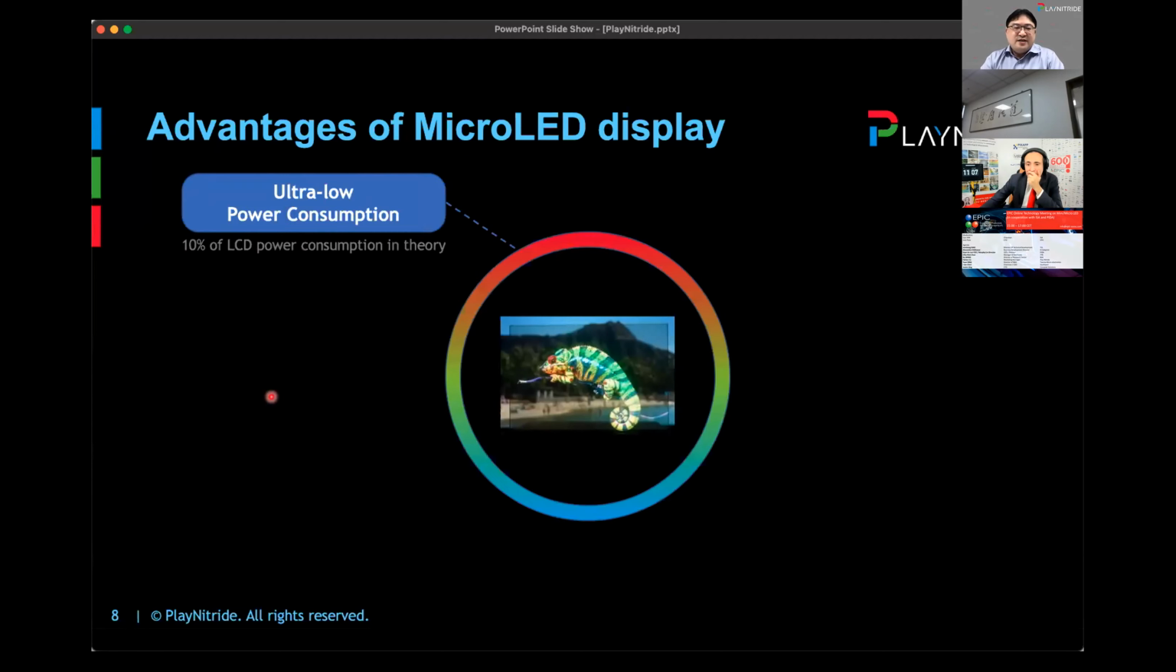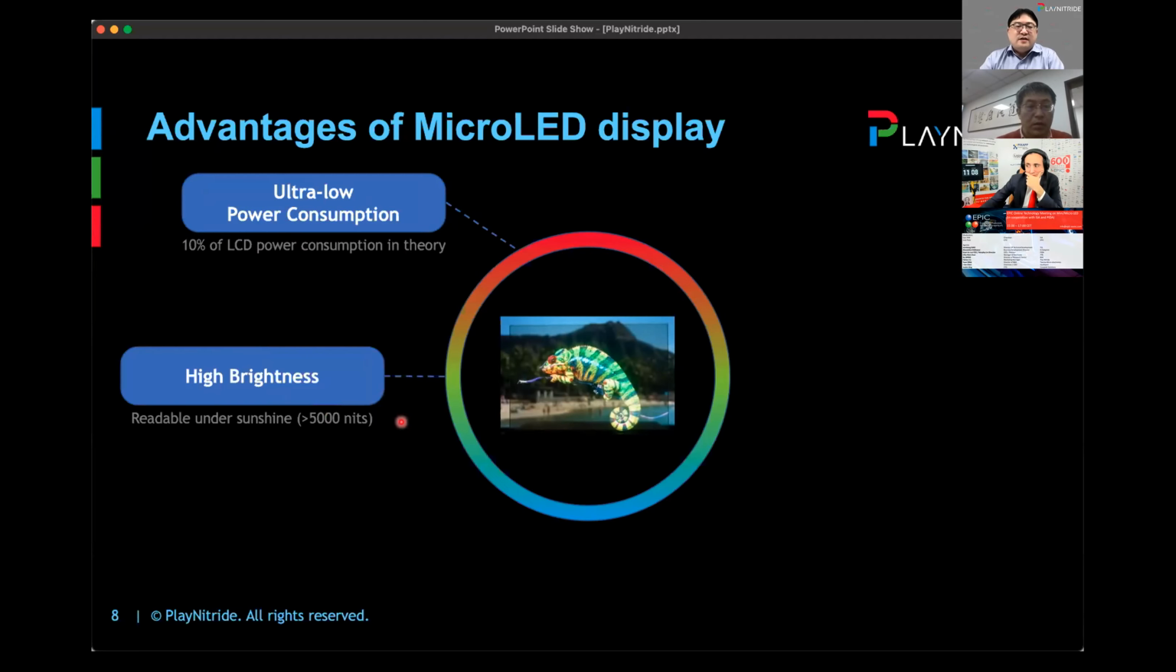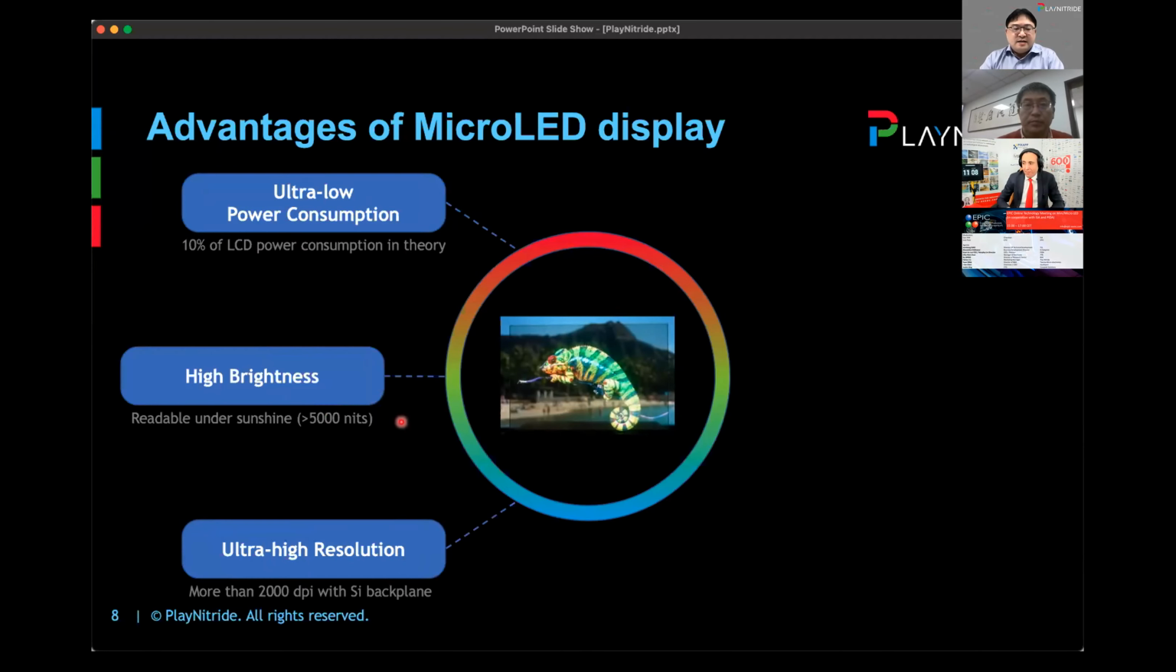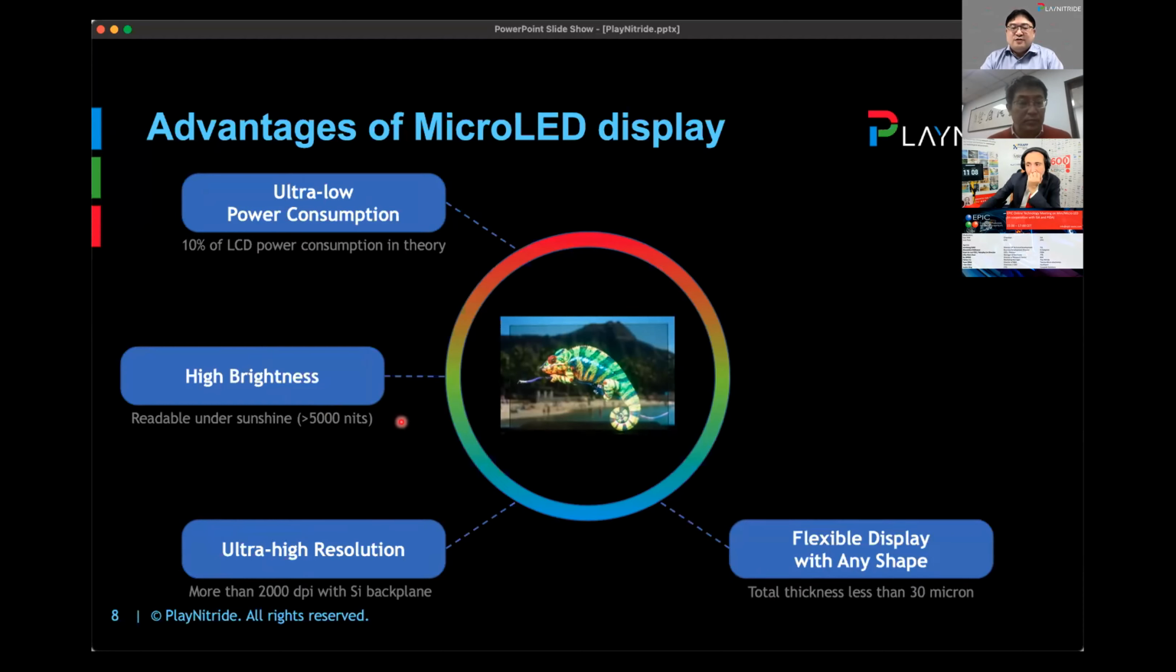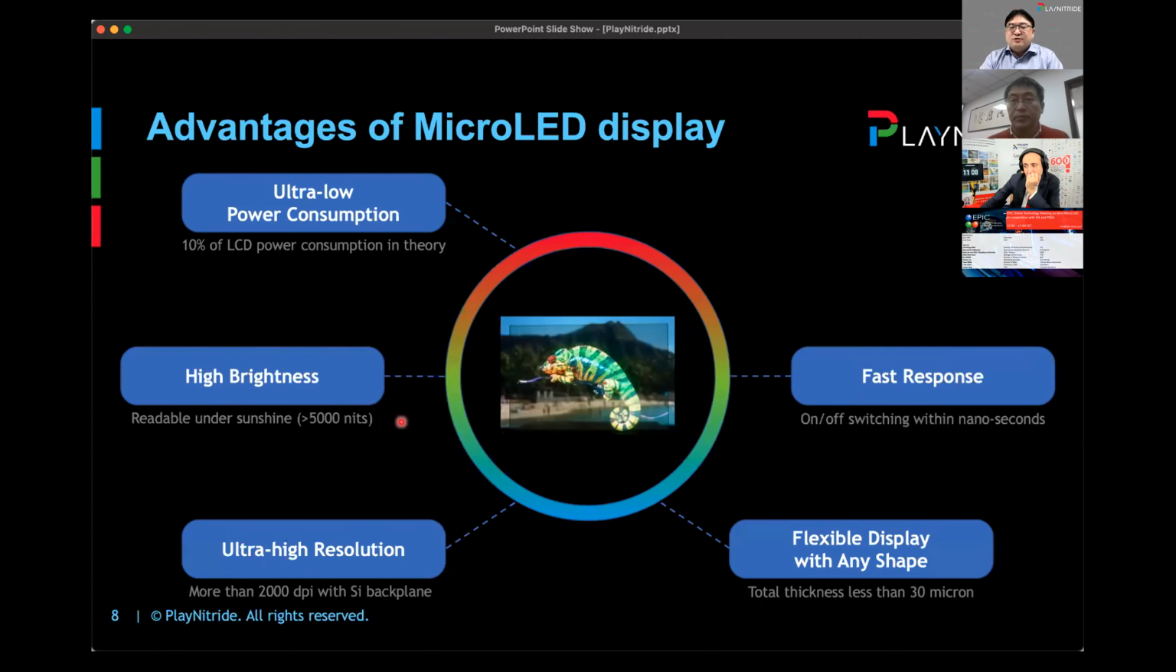So the micro LED advantages people are discussing: one perfect thing is that the power could be lower. And also high brightness is a very important feature of micro LED. And the ultra high resolution, which is capable for AR or HUD applications. But for this one, we need to have the micro LED on a silicon backplane. And then flexible, what I already showed, it's already proved we can be flexible. And fast response time means the LED chip on-off time is very fast. It's a nanosecond scale compared to LCD that is a millisecond scale, or OLED that is a microsecond scale. So micro LED on-off time is very fast.